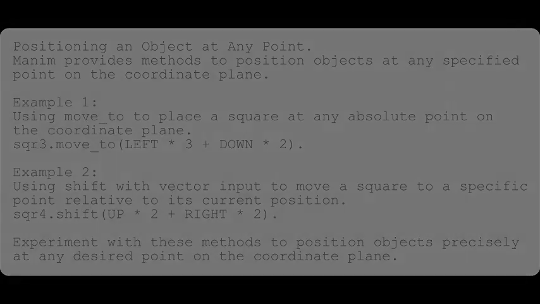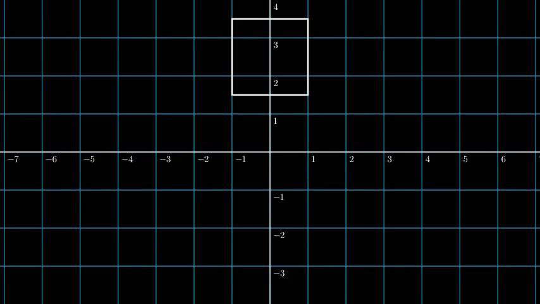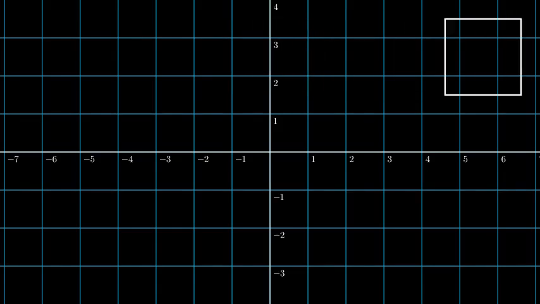Let's start our fifth topic. Now, let's animate the positions of the square using various positioning methods. 1. Using to_edge, to animate the square to the edge of the screen. 2. Using to_corner, to animate the square to a corner of the screen. 3. Using next_to, to animate the square next to another object.